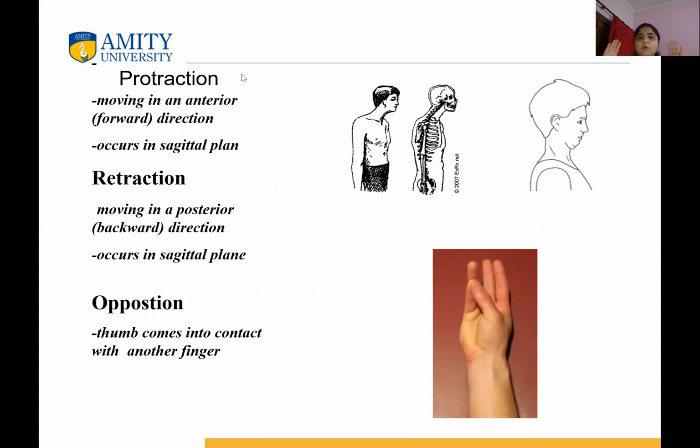What is protraction? Moving in a forward direction, it occurs in the sagittal plane. Retraction, moving in a posterior, backward direction, it also occurs in the sagittal plane. Opposition, thumb comes into contact with another finger.